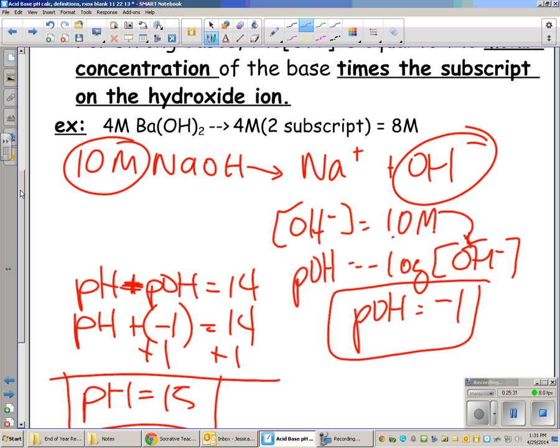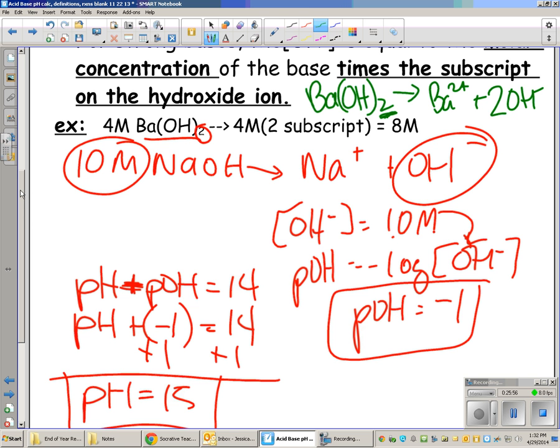Oh, let me go over that one. Sorry, I didn't go over this. This was one where you didn't have to do any manipulations. For example, if I have barium hydroxide, you see that 2 subscript right there? That means that whenever I have barium hydroxide in solution, it doesn't make equal amounts of Ba and OH minus. It makes barium 2 plus and 2 hydroxides. So if I give you 4 molar of that, it's making double hydroxides. So it's not going to be 4 molar, it's going to be 8 molar. That's the only one that you have to multiply by 2. So then that would be your OH concentration you would use for your problem.